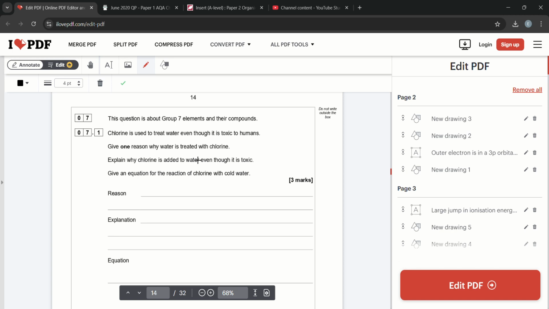Question 7. This question is about group 7 elements and their compounds. Chlorine is used to treat water even though it is toxic to humans. Give one reason why water is treated with chlorine. Explain why chlorine is added to water even though it is toxic. Give an equation for the reaction of chlorine with cold water, all AO1. Actually, maybe this one, maybe not AO1. But the equation definitely is, and so is the reasoning. I'm pretty sure the reasoning as well.